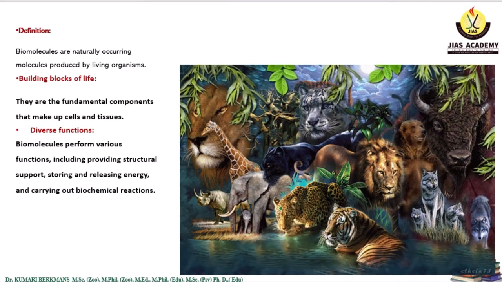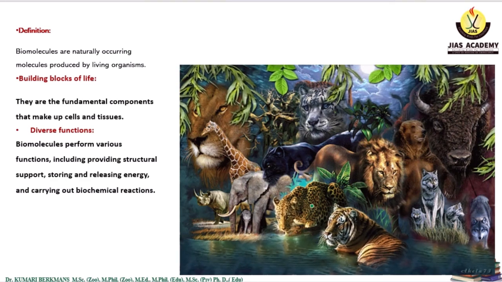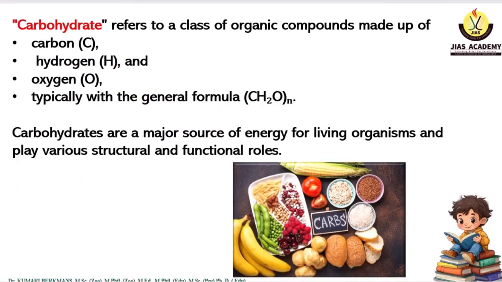Okay, in the body, for example, this is a zeta, there are so many biochemical reactions that take place inside its body to make the zeta live. So this is the beauty of the biomolecules present in our body. So let us take the first one, carbohydrate.